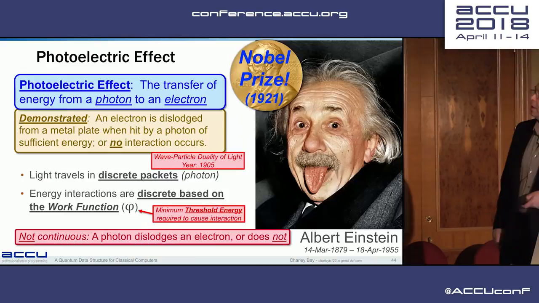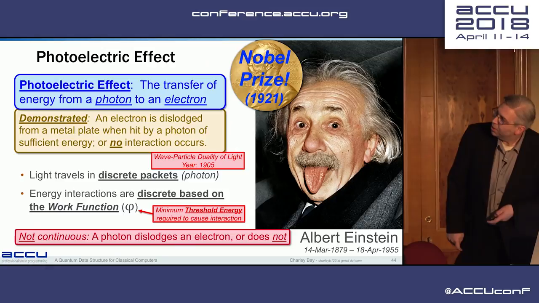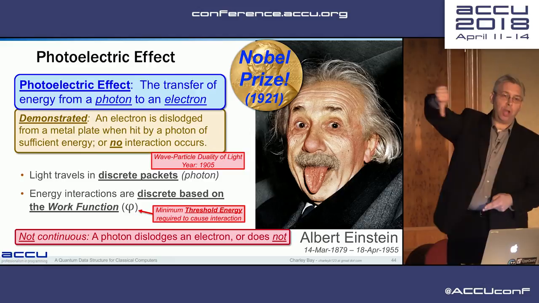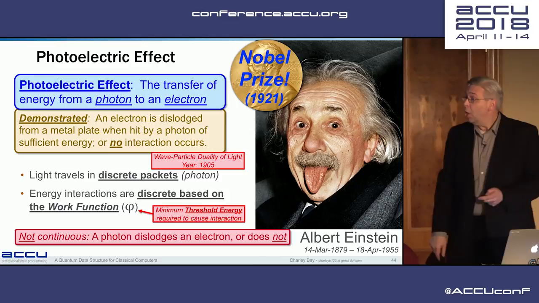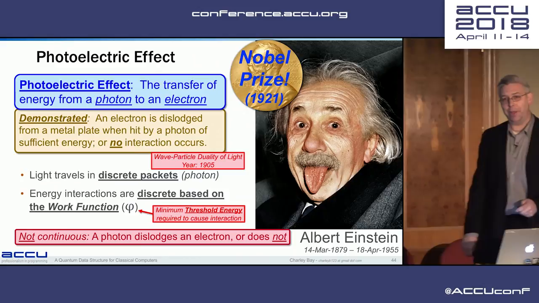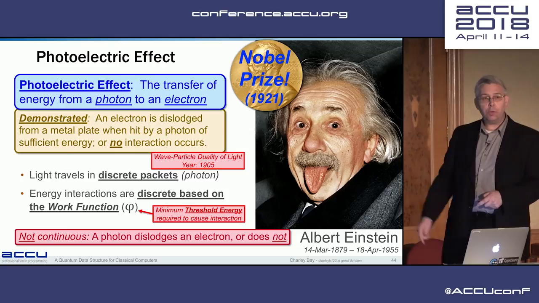Photoelectric effect, Nobel Prize. It is not continuous when you have photons hitting a metal plate. You are either dislodging an electron or you are not dislodging an electron. And there is a work function. The work function is the minimum threshold energy required. So in comes a photon and it dislodges an electron. Or in comes a photon and it did not dislodge an electron. Well, if it did not dislodge an electron, why not? Well, it didn't exceed the work function. There's a threshold that it must hit to actually dislodge that electron.